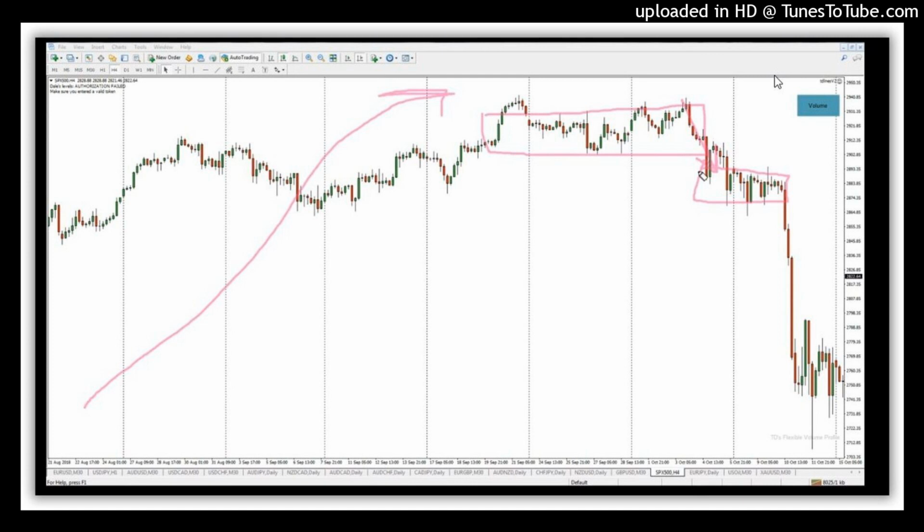This is a very weak high. At first, the price doesn't go past it, but the second test goes past this weak high. Alright?